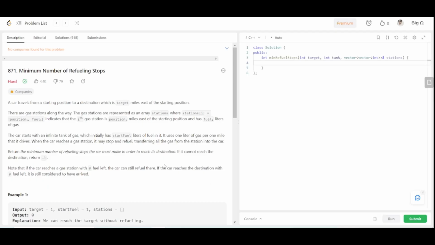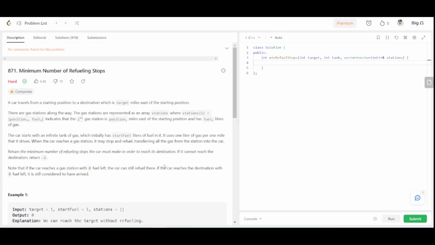So today in this video lecture we'll be solving this problem, minimum number of refueling stops. In this problem we have a car. It travels from a starting position to a destination which is given as target miles, and it is present at the east of the starting position. There are gas stations along the way which we are traveling.